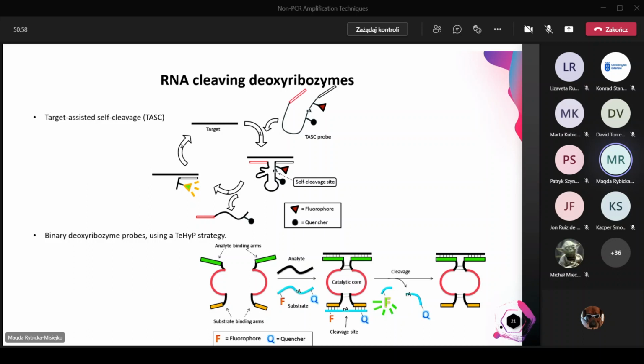And in binary deoxyribozyme probes, which use the T-hype strategy, two probes are used which have analyte binding arms and substrate binding arms. In the presence of analyte, the two probes bind to the analyte to form a tripartite structure, which is an active DNA enzyme, and the DNA enzyme can then cleave a fluorogenic oligonucleotide containing this ribonucleotide cleavage site.